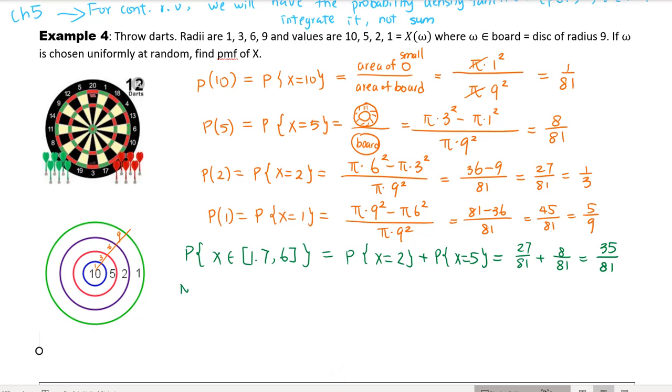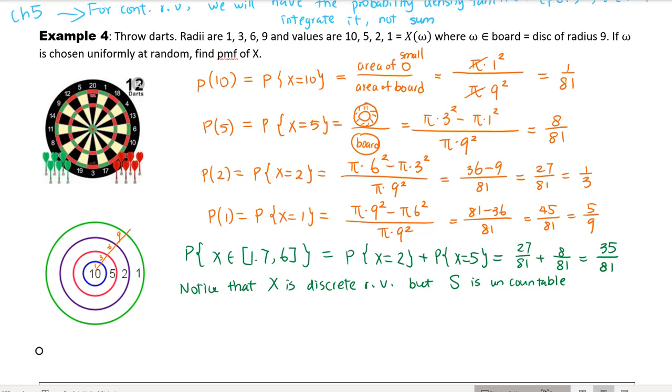And also, notice that X is a discrete random variable, but our sample space is uncountable.